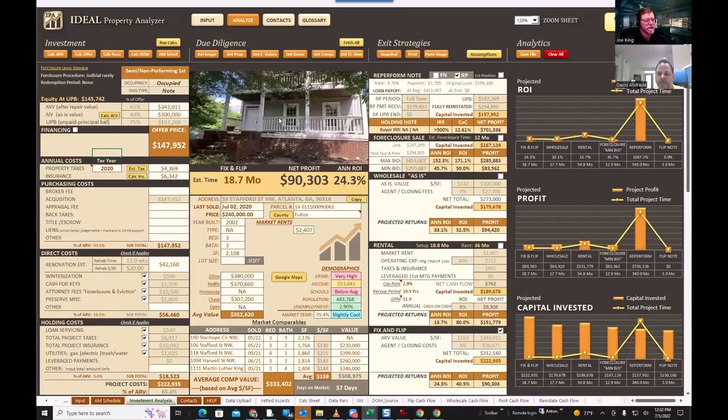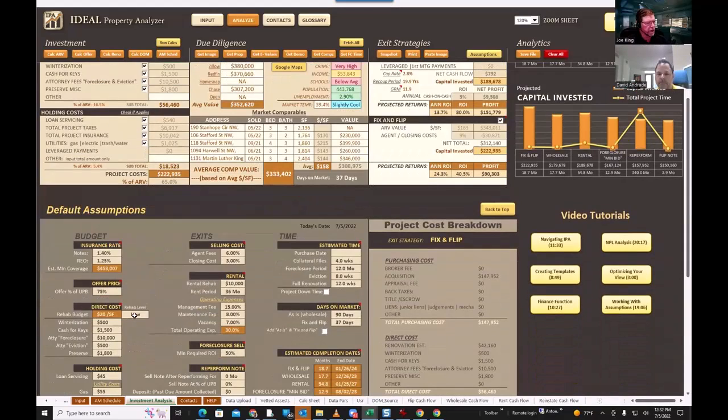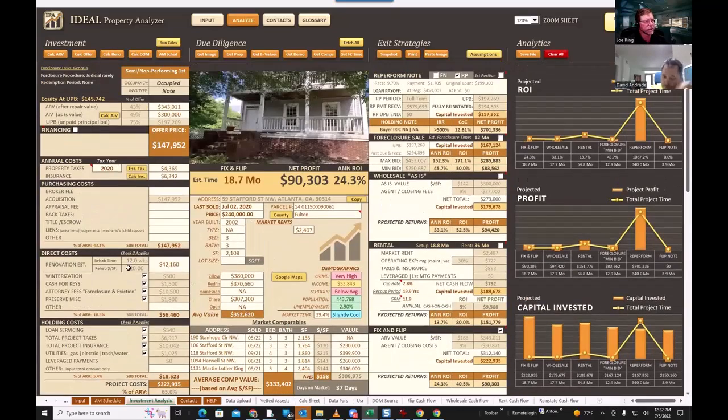But let's just say we had to put 42,000. Right now, we have it set to a low fix and flip. We could set it to a medium and recalculate our budget up here, and now it's at 73,000. And we can look at the high end of the market, okay?